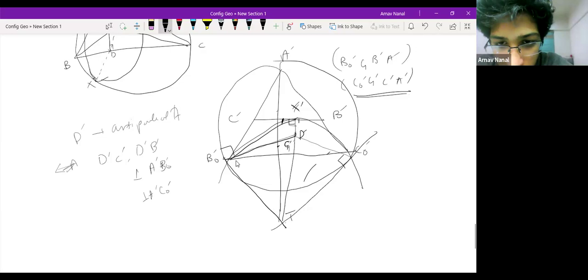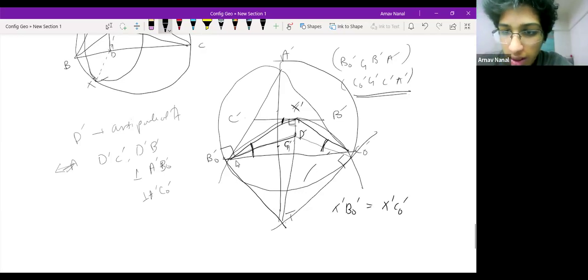So, to prove that D dash X dash is perpendicular, you consider angle B naught dash X dash C dash. By parallel lines it's equal to this angle, and by tangency it is equal to this angle. So you get that X dash B naught dash equals X dash C naught dash, and so it lies on the perpendicular bisector. So D dash X dash is perpendicular to B naught dash C naught dash, which is parallel to B dash C dash.